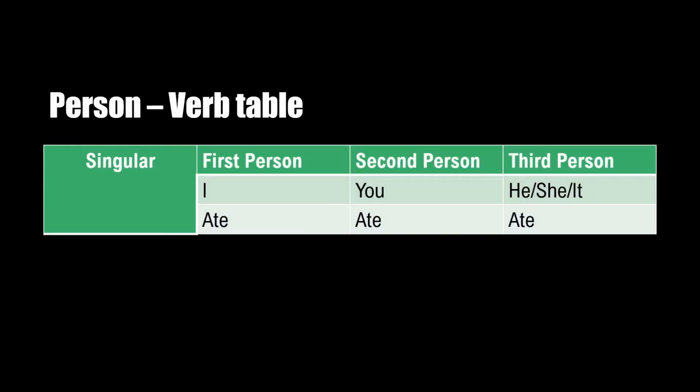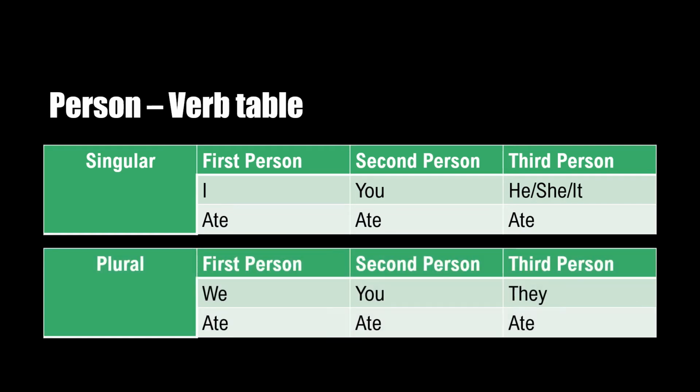Which brings us to the person verb table again, this time for the past tense. In the singular, first person, second person and the third person, this is how the table looks like. I ate, you ate, he ate, she ate, it ate. And in the plural, first person, second person and third person, this is how the table looks like. We ate, you ate, they ate. So once we know the verb in the past tense, we can use it for all the persons. It does not change.